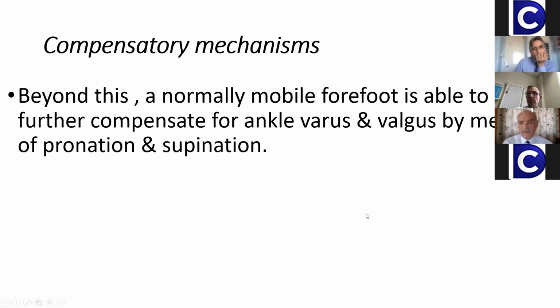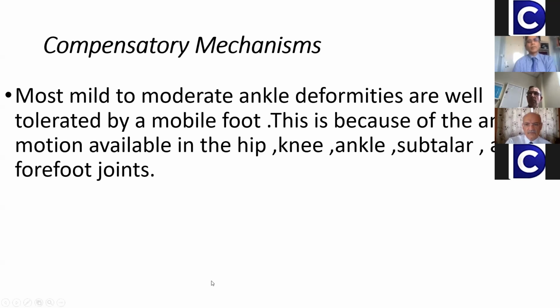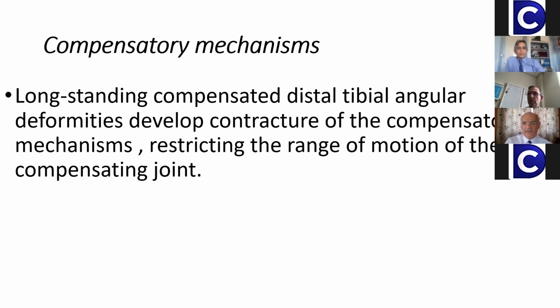Beyond this, a normally mobile forefoot is able to further compensate for the ankle varus and valgus by means of pronation and supination. So if you have a good functional subtalar joint and forefoot, perhaps the patient, especially children, can compensate more deformity of the ankle joint. Also, if you have a normal hip, knee, and ankle, subtalar and forefoot joints, there is more possibility to compensate for the ankle and foot deformities.